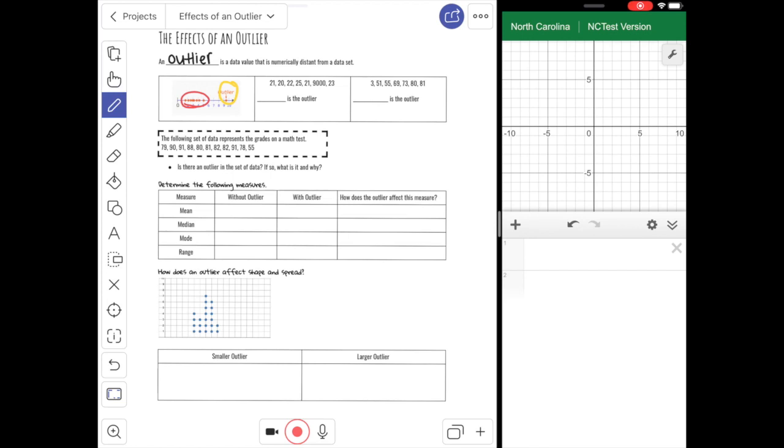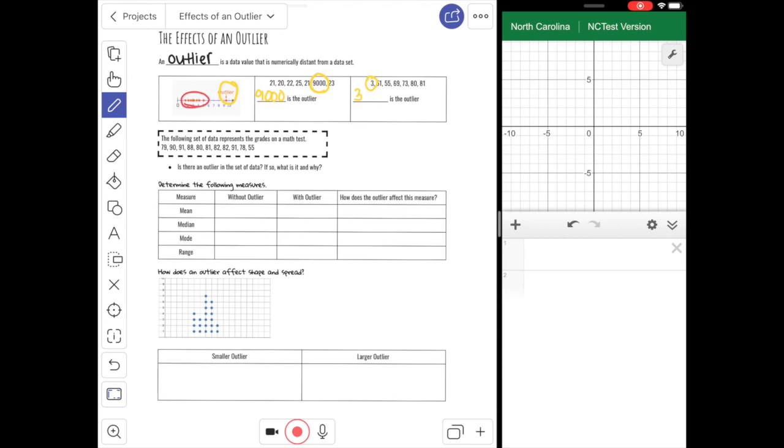Then I have this next set of numbers. They're ranging somewhere in the 20s, and then I have 9,000. So 9,000 definitely doesn't fit in with the rest of those numbers. It is falling outside of the typical data set, and it is above that data set as well. That's going to make a difference when we talk about shape later on. Then we have another set over here. Those fall between 51 and 81, but we have 3, and 3 is going to be an outlier on the lower end.